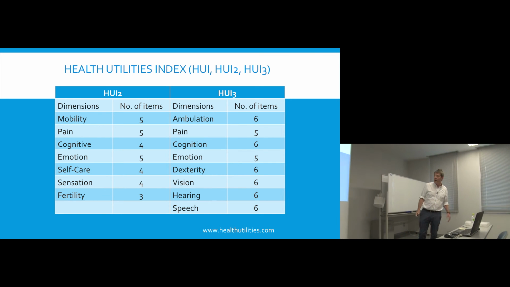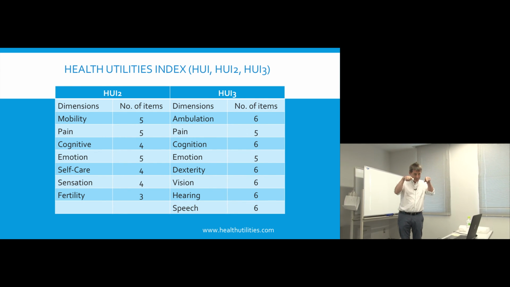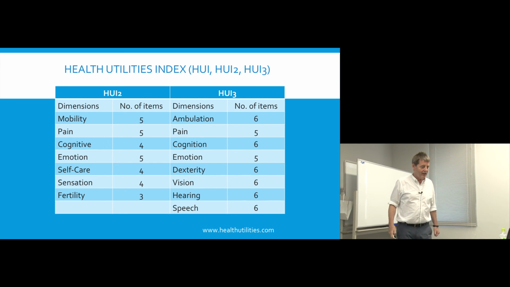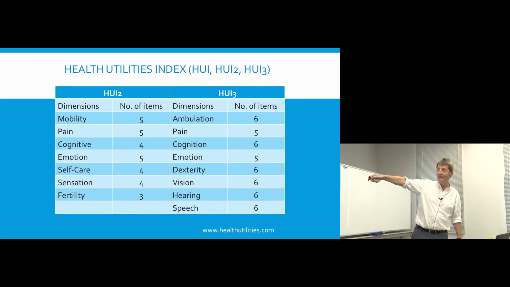EQ5D doesn't have that. Otherwise, back to our little statues outside Tokyo Tower, we've got ambulation, that's just mobility again. We've got pain again. Emotion is probably anxiety and depression.